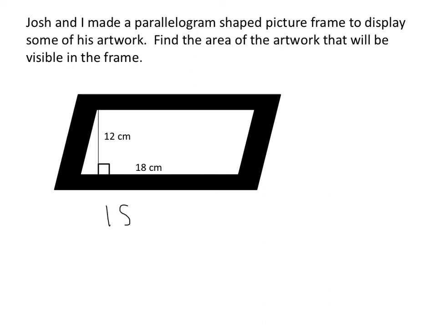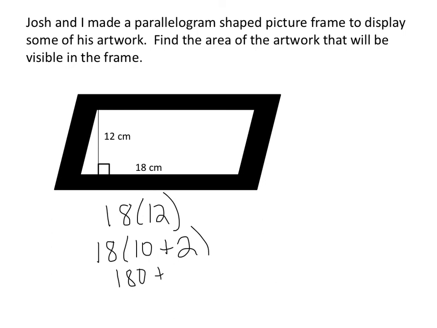So I'm going to do 18 times 12, which I can also break up into 18 times 10 plus 2, because then that gives me 180 plus 36. And when I add 180 plus 36, I get 216, so it would be 216 centimeters squared.